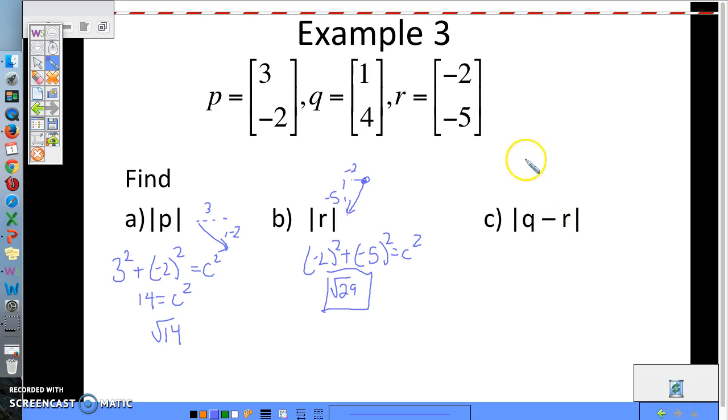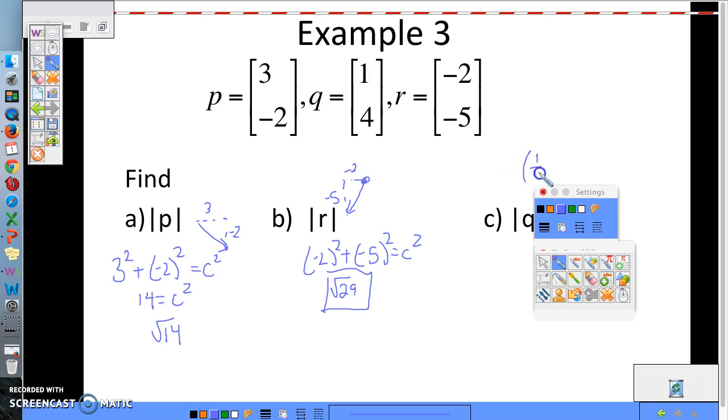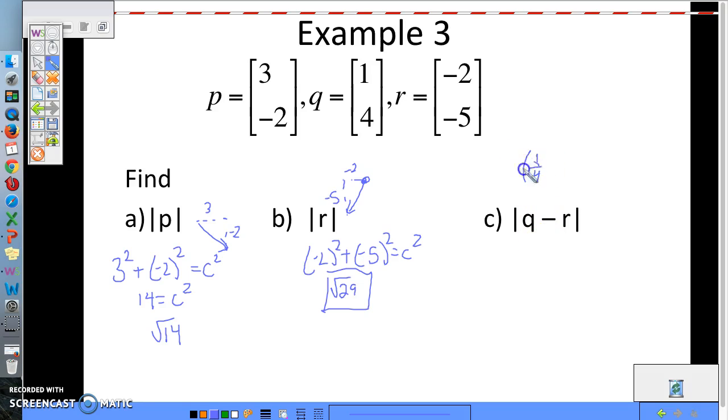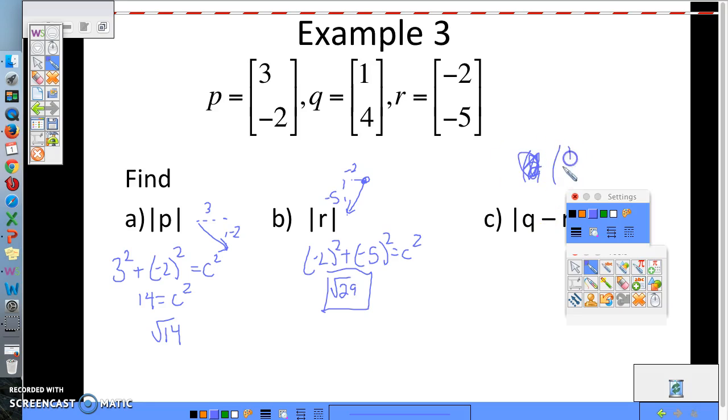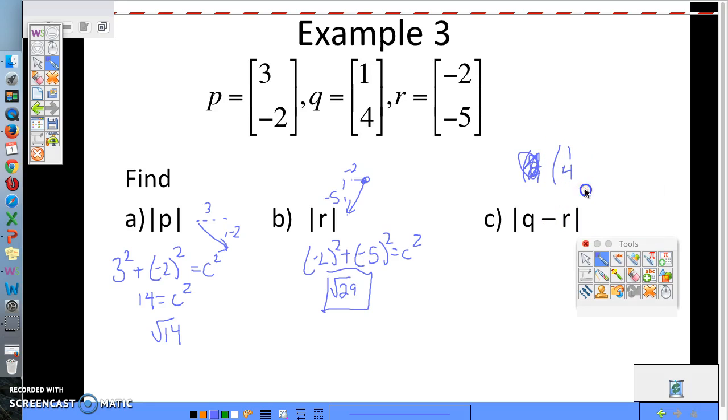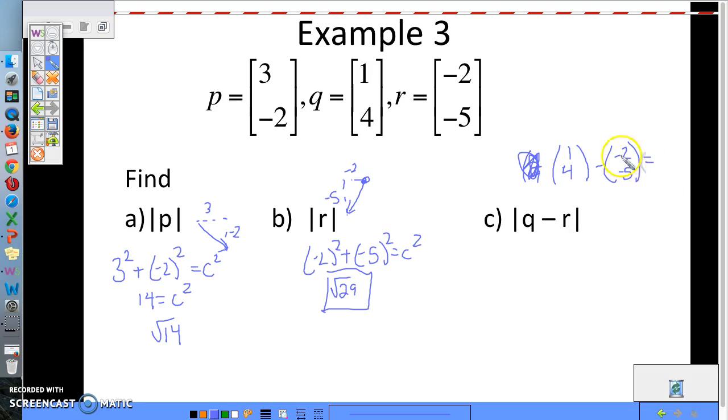And then we got Q minus R. So first we have to subtract these. Oops, I don't know why I wrote a fraction there. 1, 4 minus negative 2, negative 5. So this equals 1 minus negative 2, so we have 3. 4 minus negative 5 would be 9. So this one over 3 and up 9.